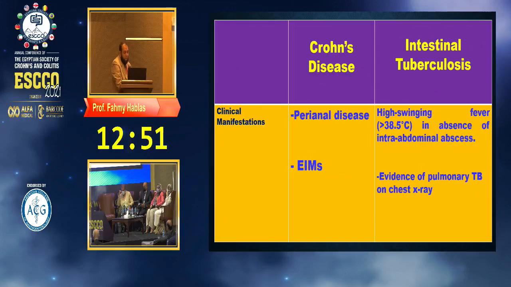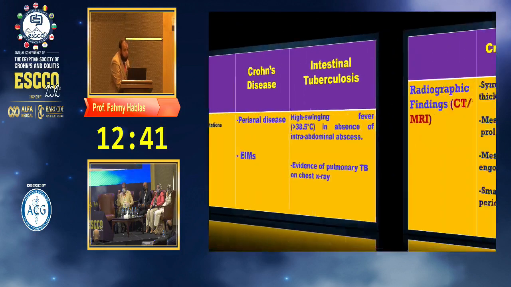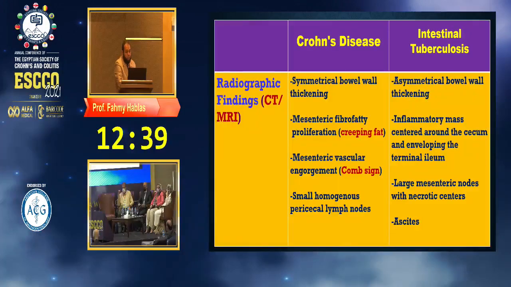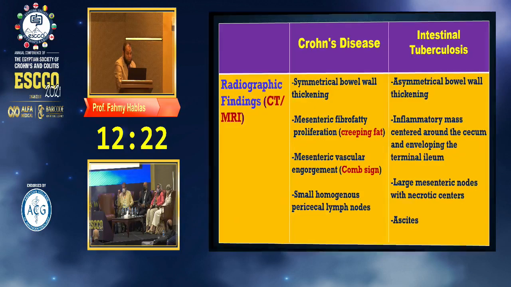How can we diagnose? Clinically, we have perianal and extraintestinal manifestations with Crohn's. In TB, we have high swinging fever in absence of abscess, evidence of pulmonary TB in chest X-ray. According to the radiology, in Crohn's we have symmetrical bowel wall thickening, mesenteric fibrofatty creeping fat sign, the comb sign, small homogeneous pericecal lymph node. In TB, we have asymmetrical bowel wall thickening, inflammatory mass centered around the cecum and enveloping the terminal ileum, large mesenteric nodes with necrotic center and ascites.